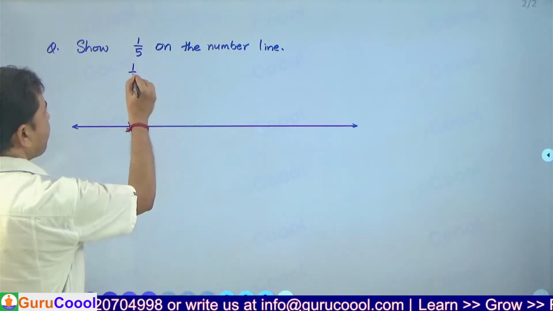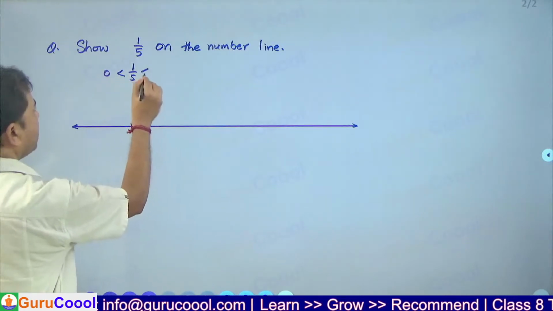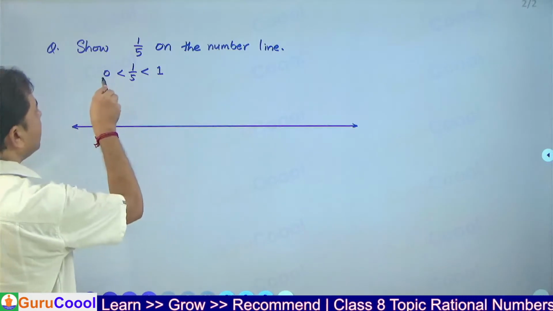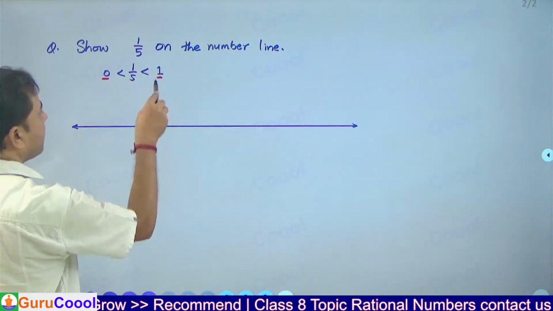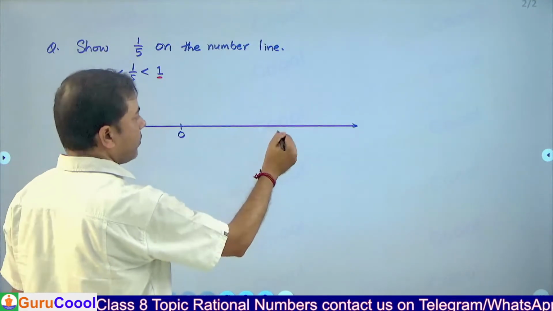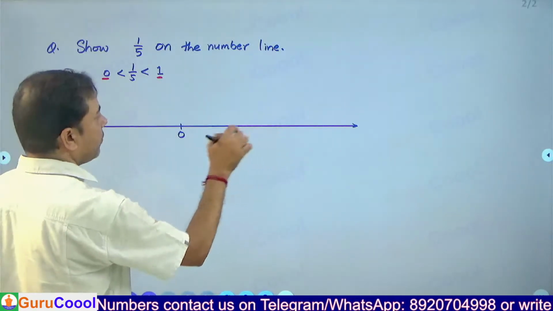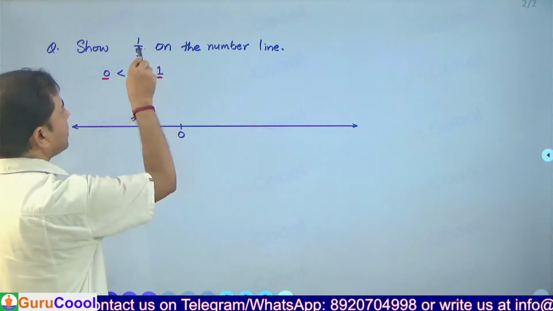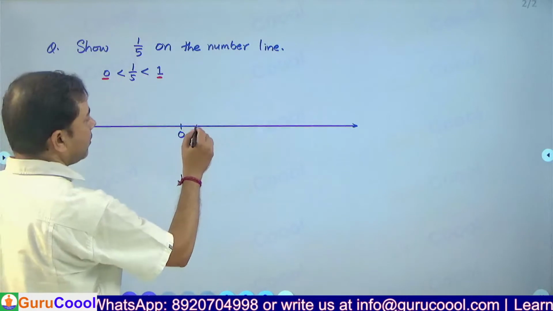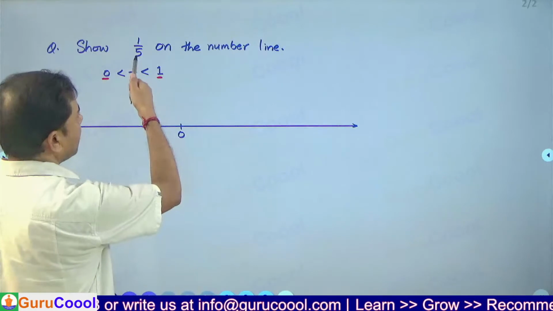1/5 is a proper fraction, so it is greater than 0 and lesser than 1, between 0 and 1. So I have to take the two integers 0 and 1. I am taking 0 here, and before I take somewhere 1, I will make 5 equal parts, and the fifth point will be 1. 5 equal parts because denominator is 5. So make 5 points here after 0. It is positive rational number, so it will be on the right side.